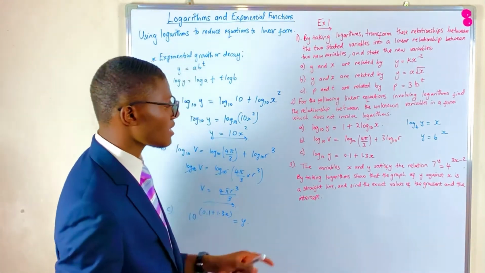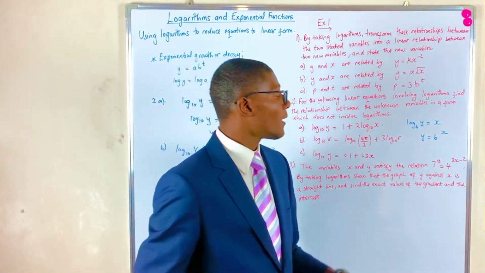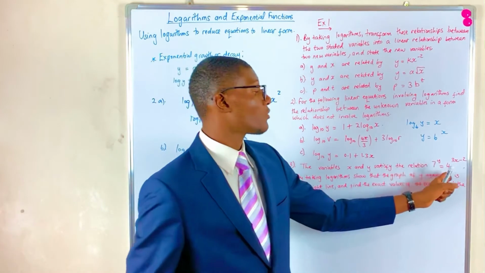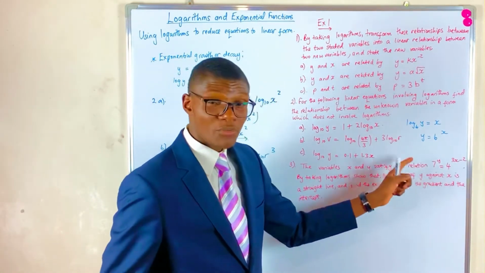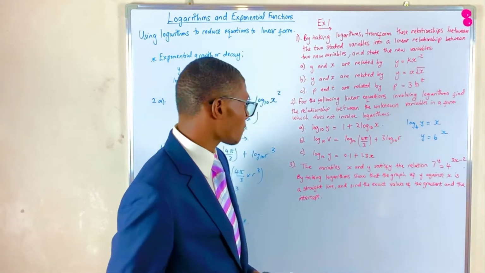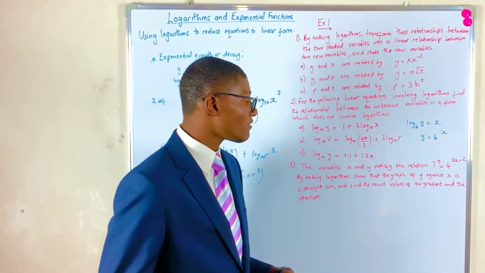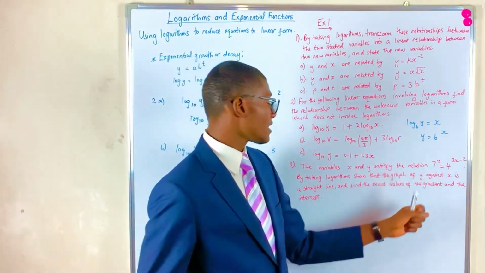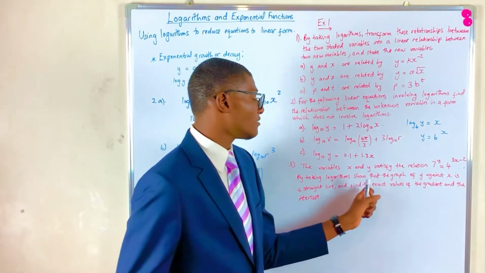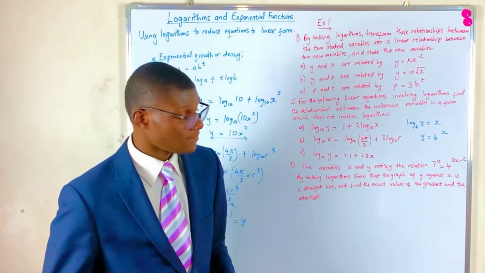Number 3 says the variables x and y satisfy the relation 7 to the power of y being equal to 4 to the power of 3x minus 2. So by taking logarithms, show that the graph of y against x is a straight line, right? And find the exact values of gradient and the intercept.